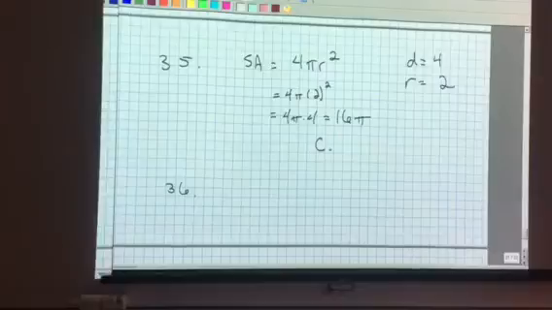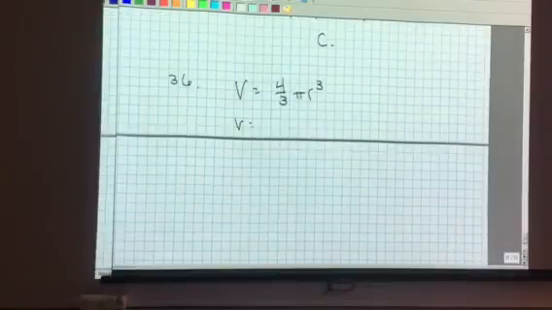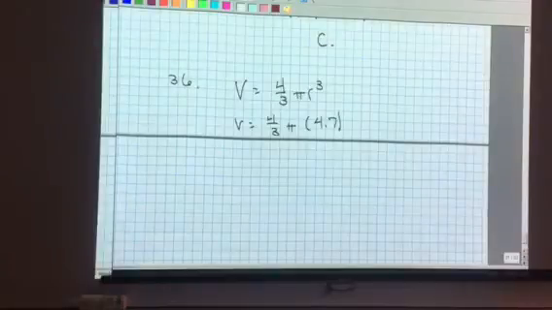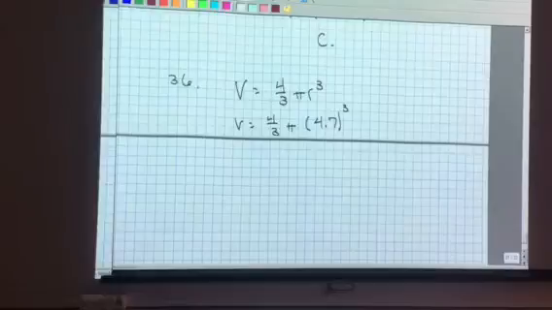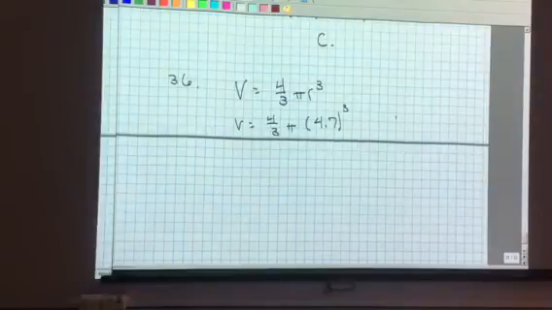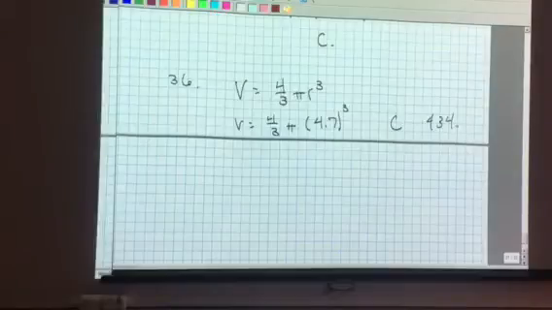36. They give us the sphere, now we want the volume. Well, the volume formula is 4/3 pi r cubed. They give us the radius, which is 4.7, raised to the third, and then they want us to use 3.14 for pi. So you plug all that in, and so for number 36, the answer would be C, 434.9.